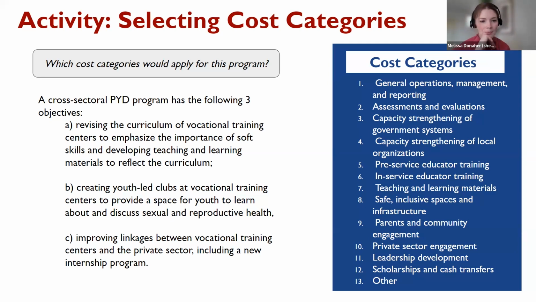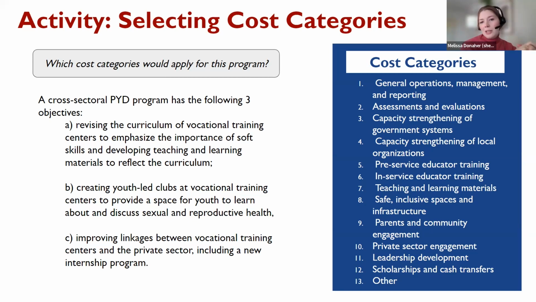So a cross-sectoral PYD program has the following 3 objectives. The first is revising the curricula of vocational training centers to emphasize the importance of soft skills and developing teaching and learning materials to reflect the curriculum. So what cost category might apply to part A? You can put that in the chat.